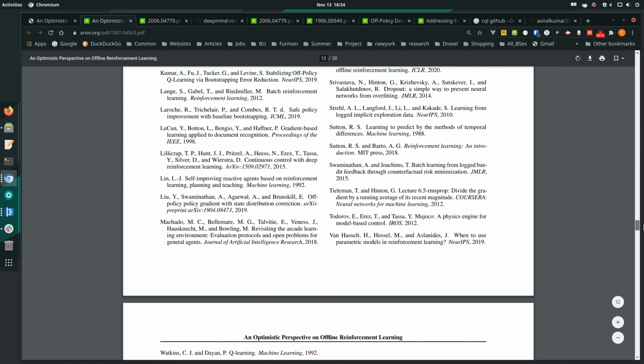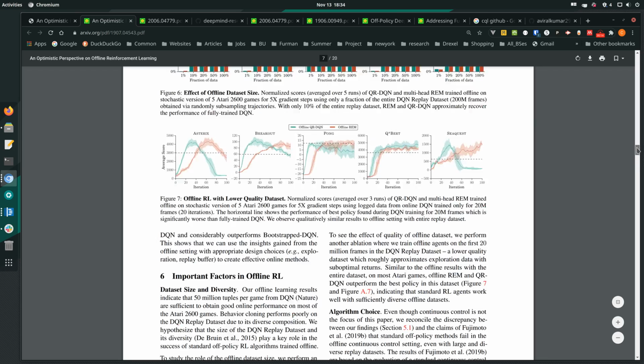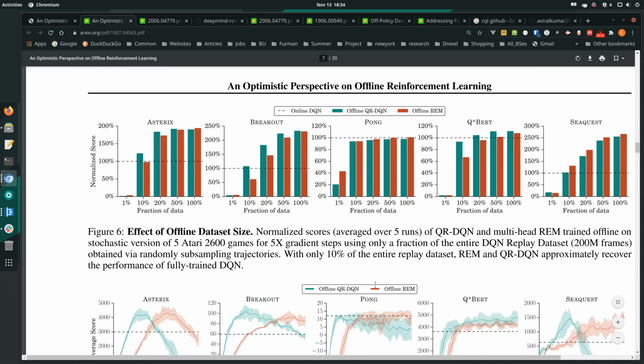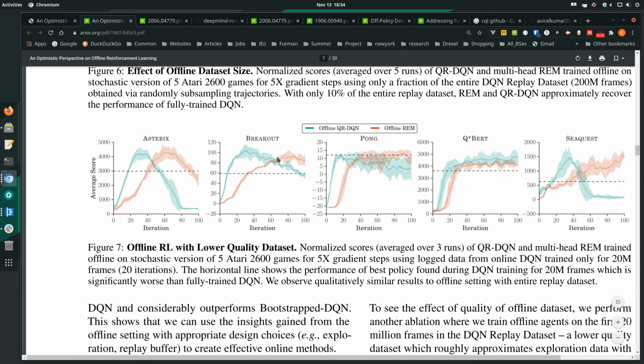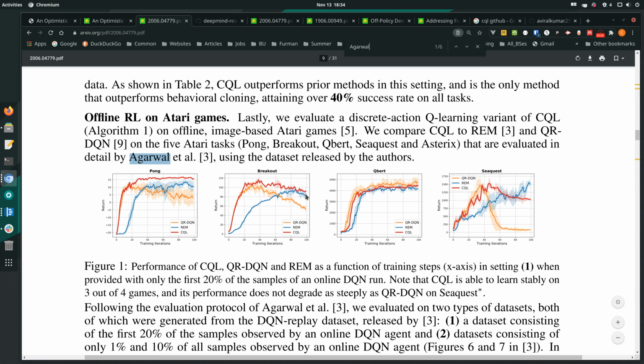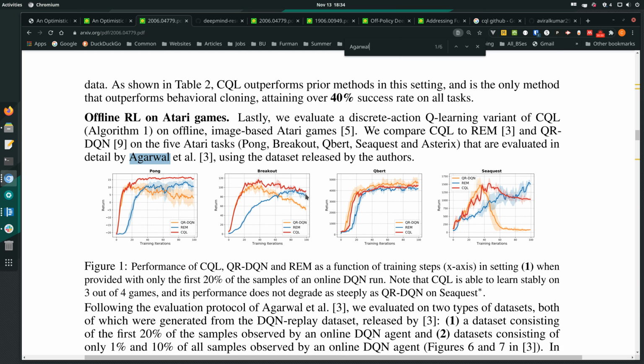This is also another reason why, if you guys look at the charts, right? I see. So offline RAM goes to about 100. Okay, that's reasonable. Yeah, I see.